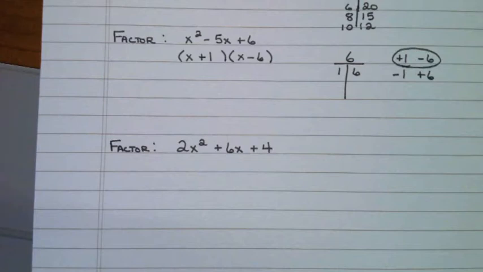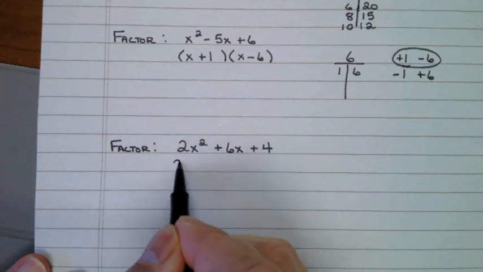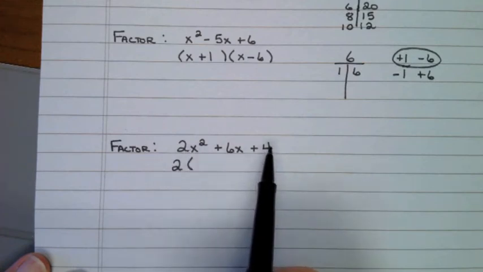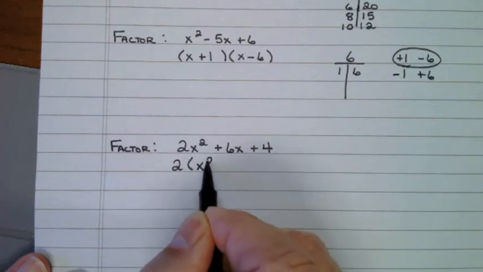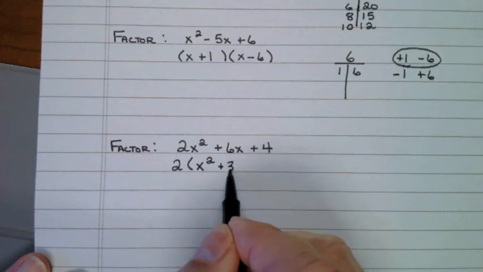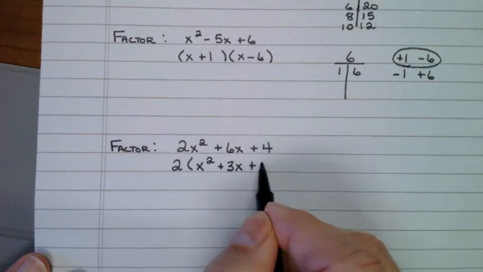Next example. The very first thing you're supposed to check is the greatest common factor. Guess what? This one has a greatest common factor. 2 is common to each one of these. How do you get what goes inside the parentheses? You divide each one of these by 2. 2x squared divided by 2, you have x squared left over. 6x divided by 2, +3x. And 4 divided by 2 is 2.